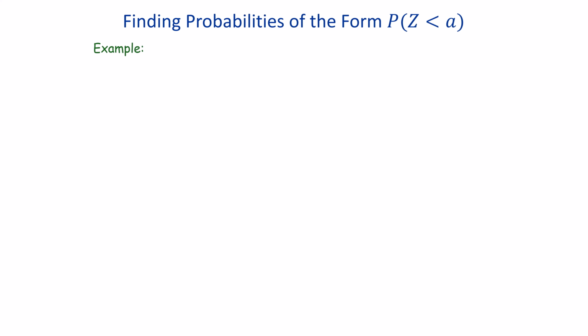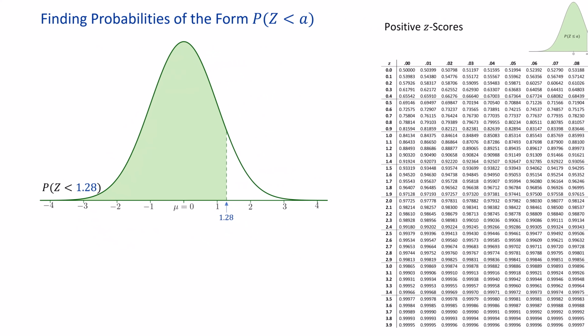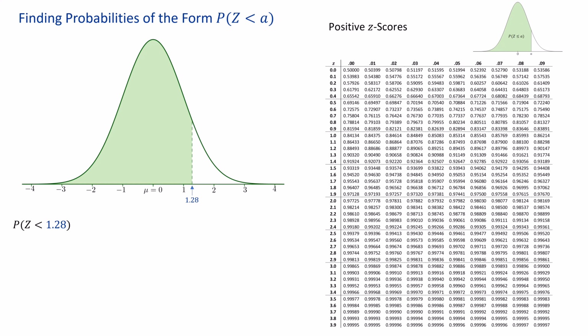Now let's take a look at an example. Let's say we're interested in finding the probability that z is less than 1.28. We'll start by drawing the standard normal distribution, label the z-score at 1.28, draw the boundary line above it, and shade the area to the left of 1.28. Since we're working with a positive z-score, we're going to look at the positive section of the table. Now, 1.28 is the same as the sum of 1.2 and 0.08.